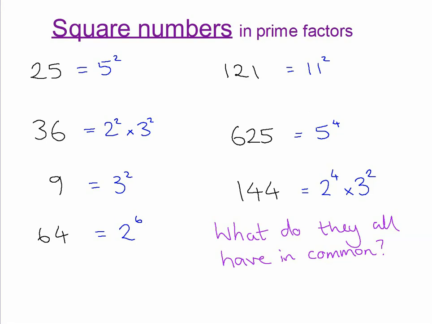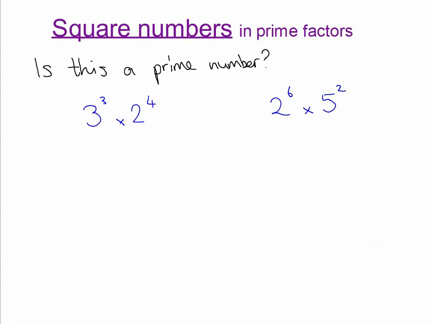Okay. Hopefully you've had a little think about that, maybe had some good ideas, but basically it's all to do with the powers. So 36 and 144 are slightly different because there's 2 different base values, but there is something common to all of these powers, and that is that they're even. Okay, square numbers always have an even index value, an even power. Okay, so is this a square number? Well, no, this is not a square number because this is not even.